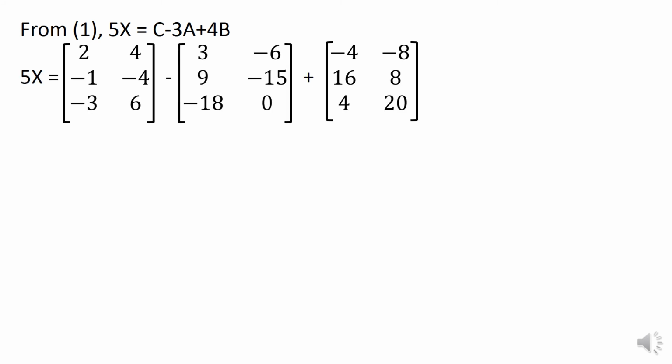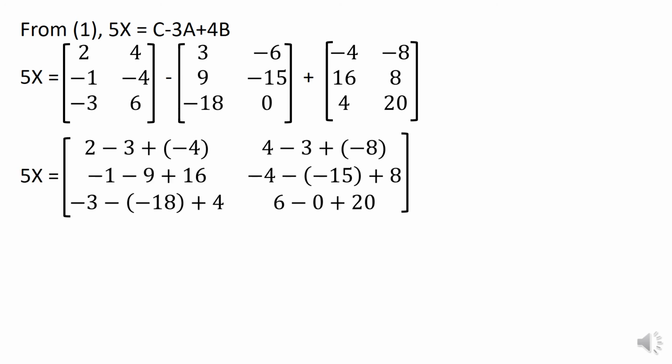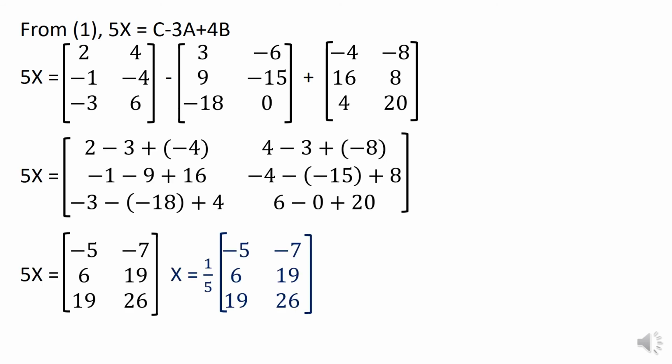In the next step, after finding both those answers, we proceed to do the complete sum. That is 5x is equal to C minus 3A plus 4B. So 5x is equal to the matrix C minus the matrix we got for 3A plus what we got for 4B. Thus, the next step is where we get 5X.